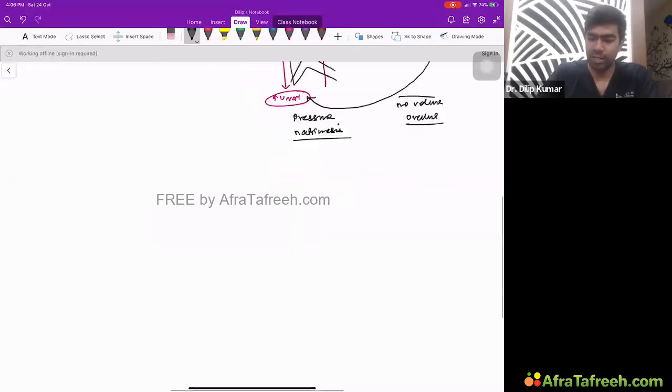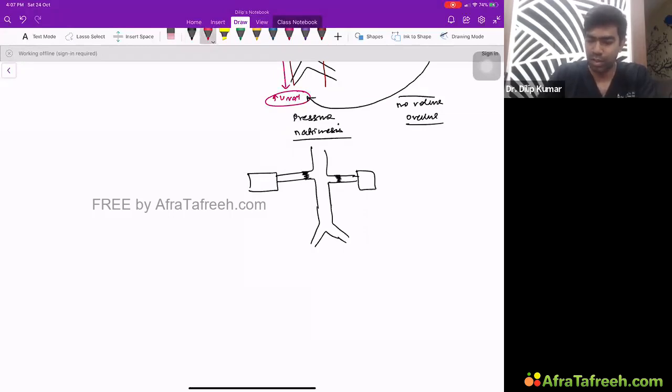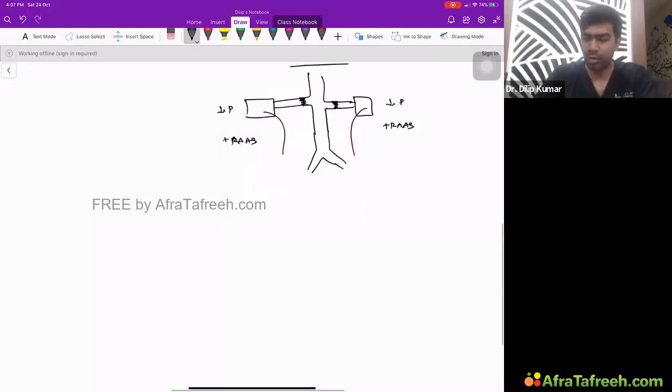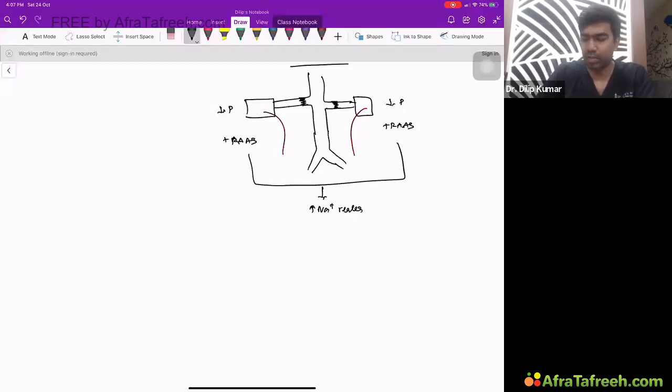But on the other hand, if the patient is having a bilateral renal artery stenosis, this is a problematic entity. For example, on this side you don't have proper perfusion, on this side also you don't have proper perfusion, and you have the ureter for namesake here. On both sides there is reduced perfusion, and on both sides there will be severe activation of RAS, and both sides will try to increase the sodium reabsorption, and because of the same they will move towards a volume overload state.